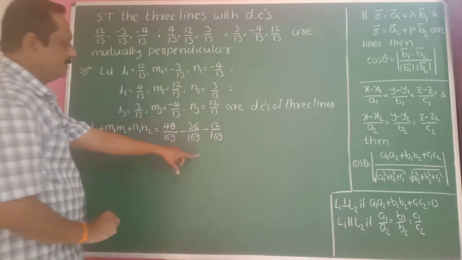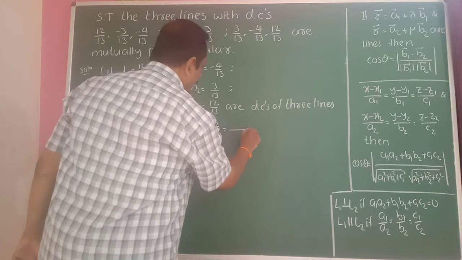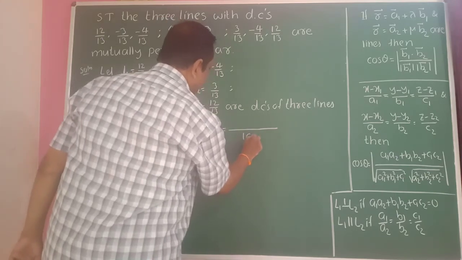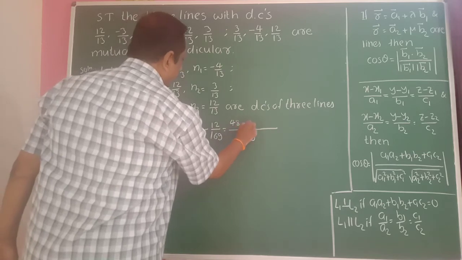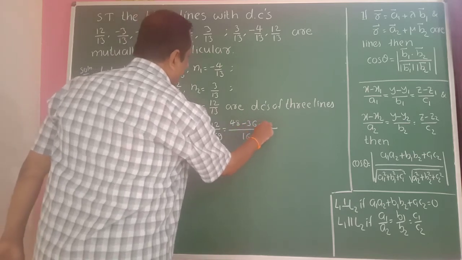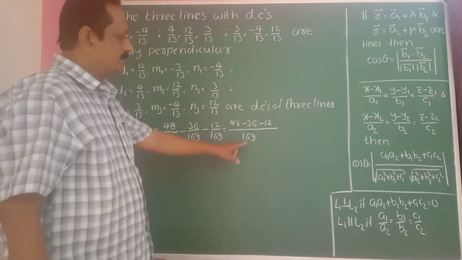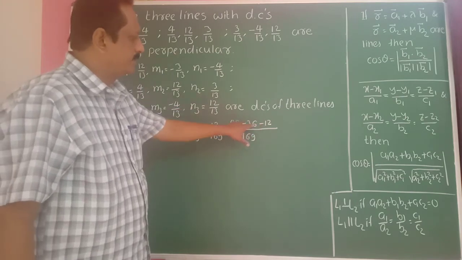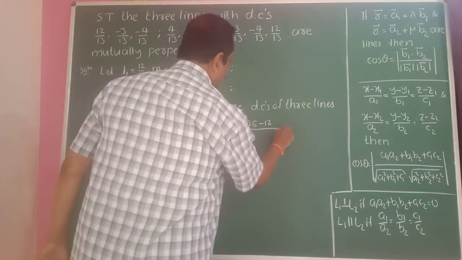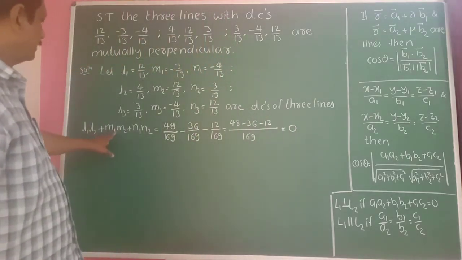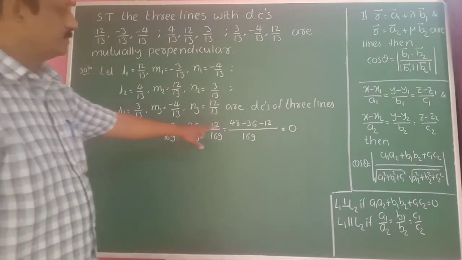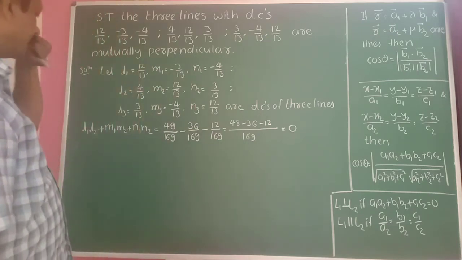So 169 is the LCM here. So 48 minus 36 minus 12, which is 48 minus 48, becomes 0. So l1 l2 plus m1 m2 plus n1 n2 is equal to 0. They are perpendicular to each other.